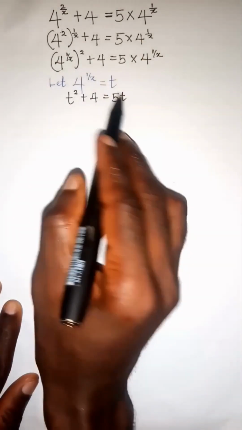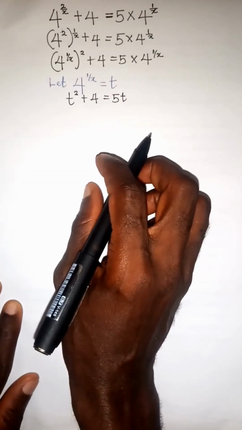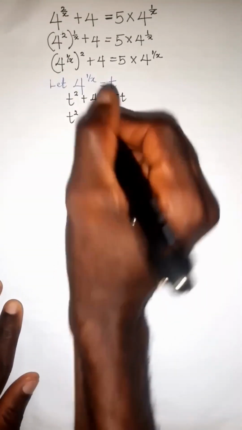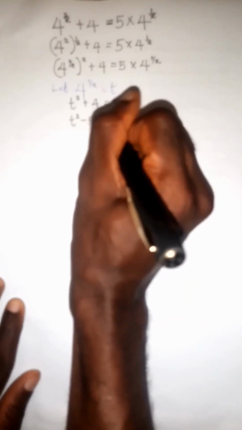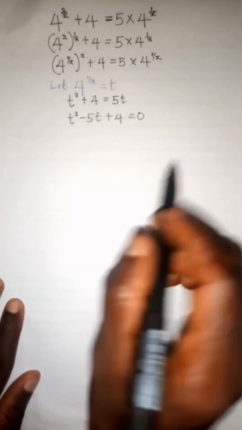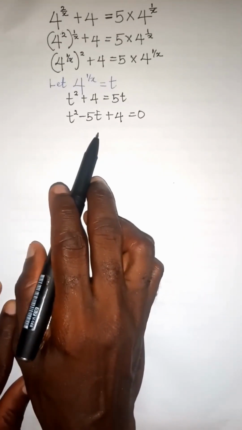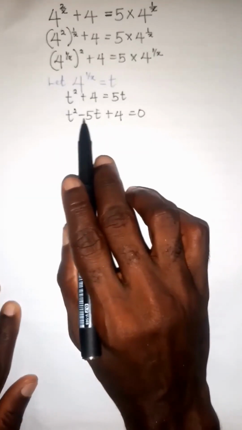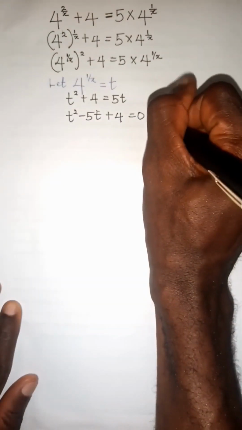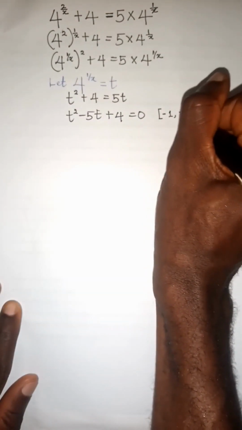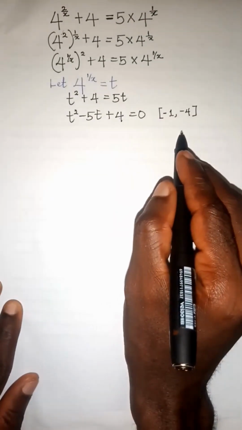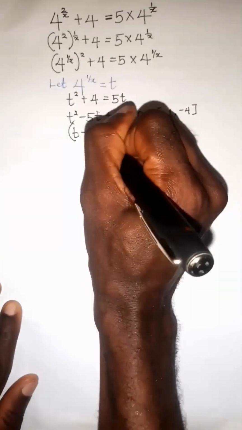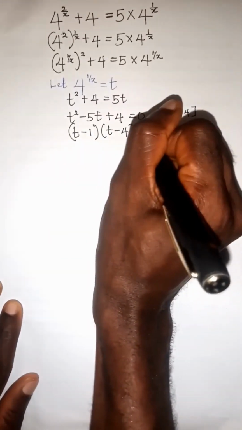and that's plus 4 equals 5 times t on the right hand side. Then we can rearrange the resulting quadratic equation to have t squared minus 5t plus 4 equals 0. Now we're going to factor this trinomial by looking at the factors of plus 4 whose sum will give us negative 5, and those should be minus 1 and minus 4. So using minus 1 and minus 4, it factors as t minus 1 multiplying t minus 4, and that's equal to 0.